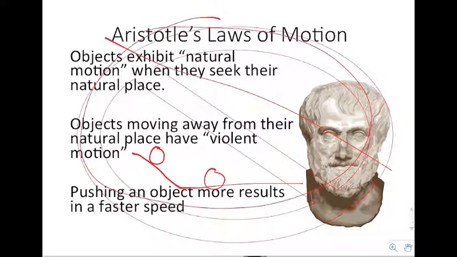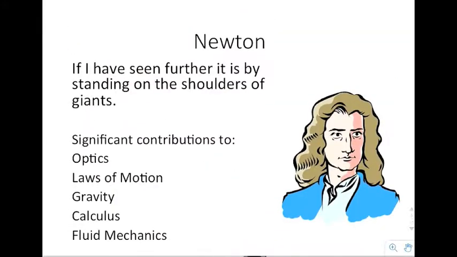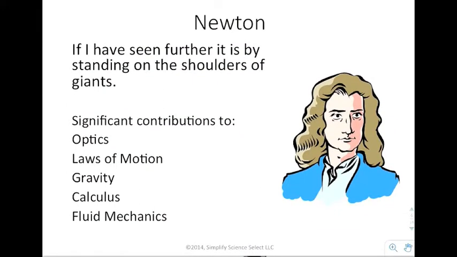And so Aristotle would say that there is a force acting on the ball, and that's now considered to be incorrect. Newton came by, and Newton has the unit of force named after him because he's very, very famous for making lots of significant contributions to physics. A famous quote by Newton says, "If I have seen further, it's by standing on the shoulders of giants." He made significant contributions to optics. He was the first one to split white light with a prism.